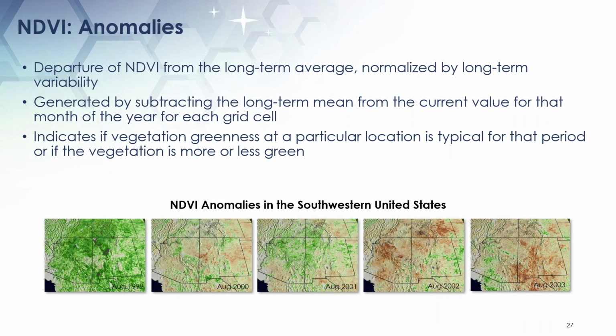NDVI anomalies are often used to show current vegetation patterns relative to long-term averages. This can be calculated by subtracting the long-term mean from the current value and is oftentimes done on a monthly basis. For example, if the anomaly is negative, this indicates that the vegetation is less green than normal, which may be indicative of drought-like conditions. You can see this with the images here along the bottom from the southwestern US, where in the early 2000s, there was a large-scale drought appearing, as you could see with the red colors indicating drier or less vegetation.